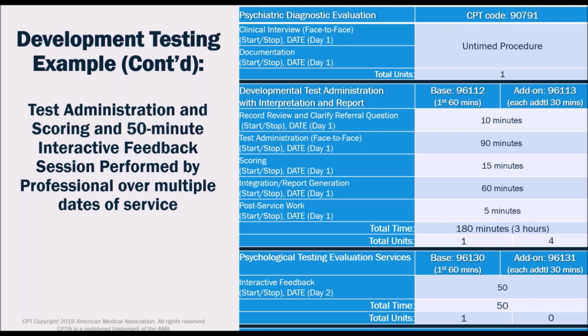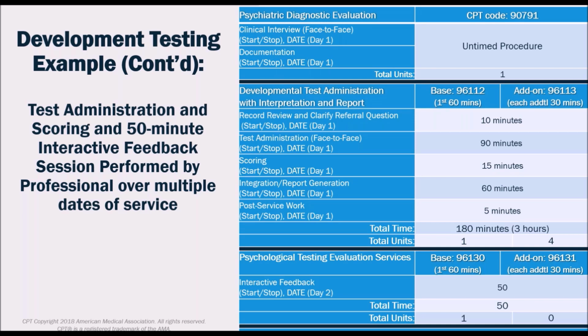And here is where it's breaking down both the record review, which again, as we think about our stages, that stage 1, the record review and clarifying the referral question that happened on day 1, you may spend about 10 minutes on that. We move down into test administration. So again, face-to-face test administration. That takes, here we have it taking 90 minutes. Then you move down into scoring. Again, this is all occurring on day 1. Scoring may take 15 minutes.